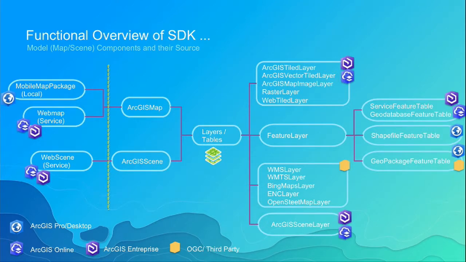And then we have the vector data, where you can edit things, coming through the feature layer. Again, we have a service feature table, which is basically going to use our feature services that are coming from online or on-premise. And then we have geodatabase feature tables for any local data that you have coming from local geodatabases. And then if you're working with shapefiles, you can still load that as a feature layer using a shapefile feature table, and similarly a geopackage feature table.